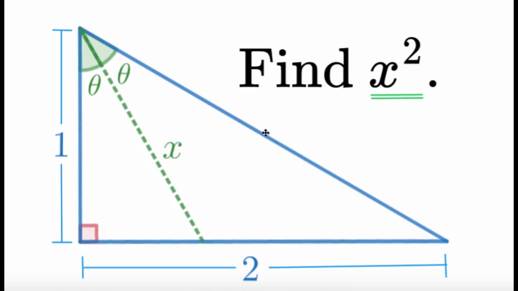Given a right triangle here with legs 1 and 2, we have an angle bisector from this angle, and it is given to be of length x. Find the value of x squared.